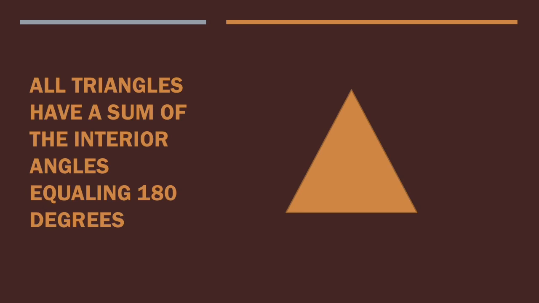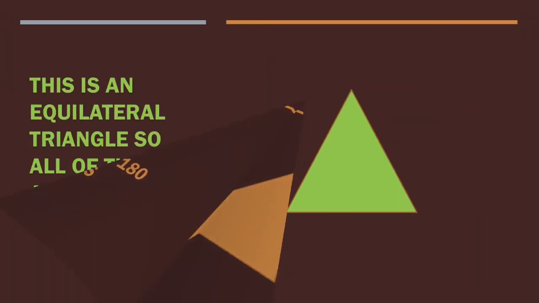And just so we're clear, interior means inside. So there are three angles on the inside of a triangle at each one of the vertices, and together they equal 180 degrees.